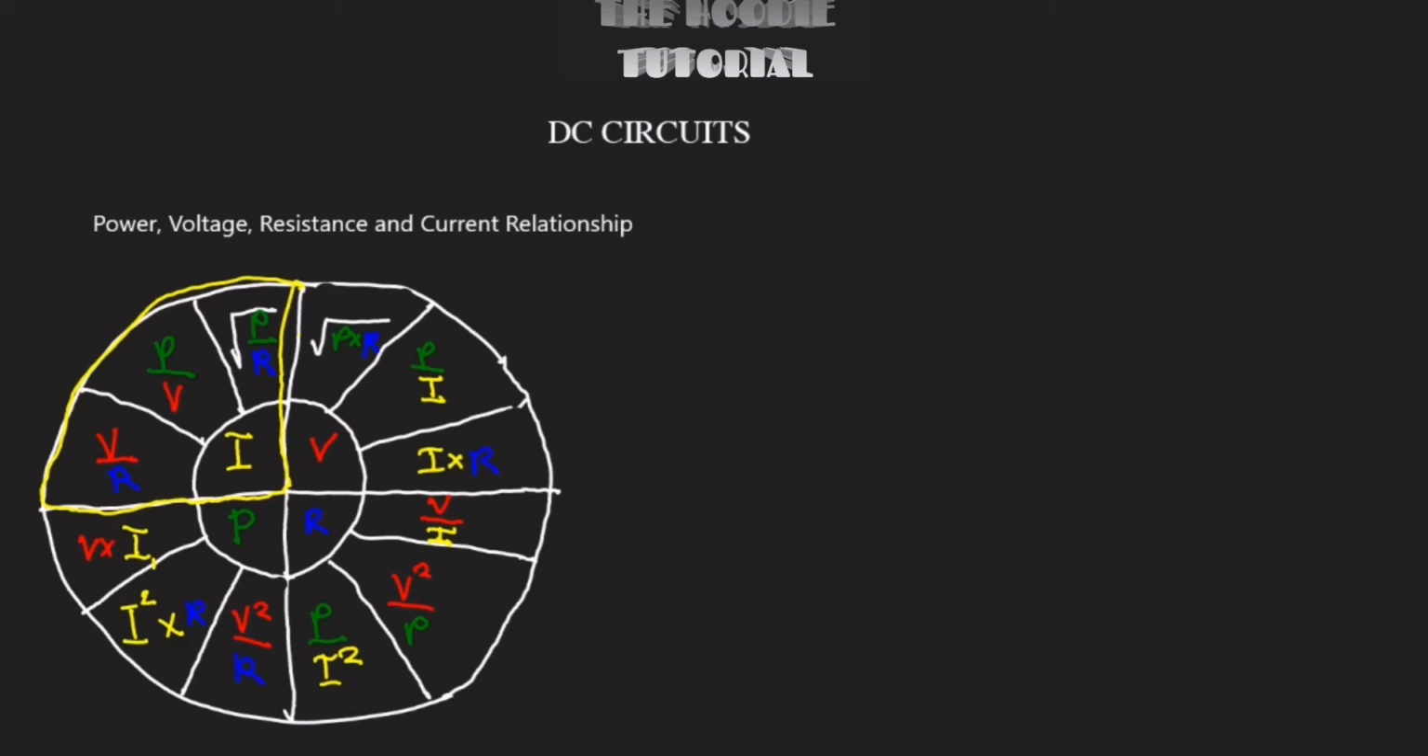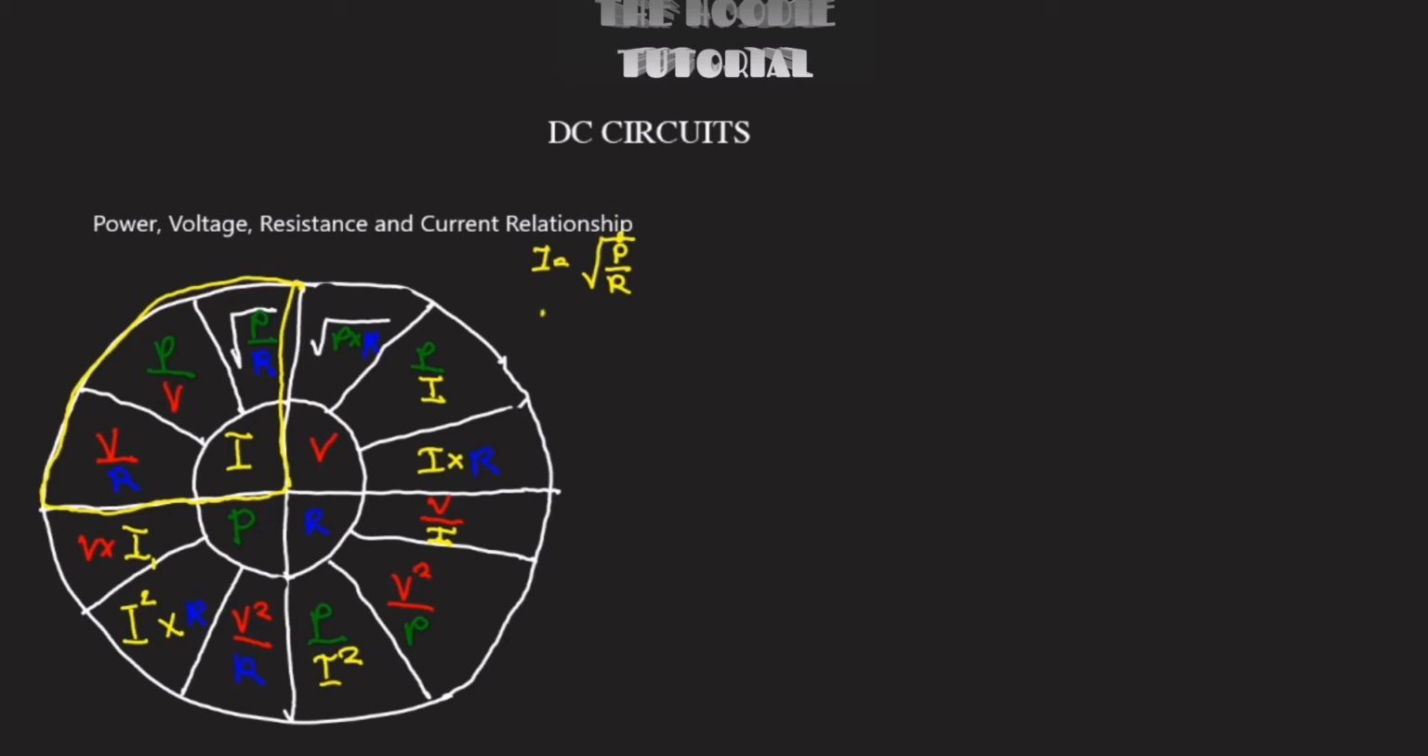Notice in the circle of this yellow border, this includes three equations for I. So let's write that right here. I is equal to the square root of P all over R. So how did we derive this equation?